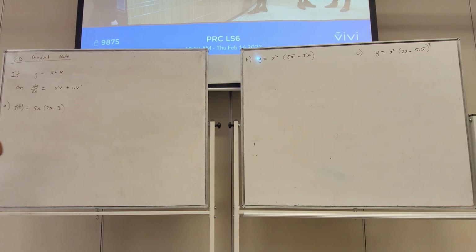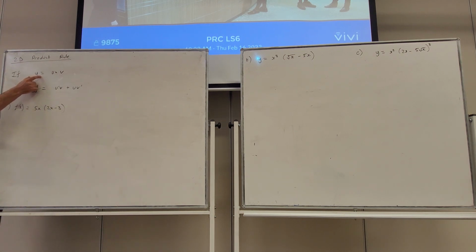So, the product rule, like its name suggests, product is another word for multiplication, right? And if we have some function that can be written as a product of 2 functions, we have one function multiplied by another, okay? Like here's an example, we have 5x multiplied by 2x take 3. They're both functions because they both have some variable x within them. So if y is u times v, then dy on dx, the derivative of our function, is going to be u dash v plus uv dash. That's our rule.